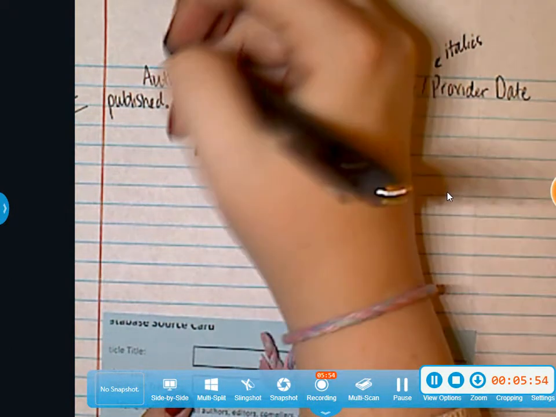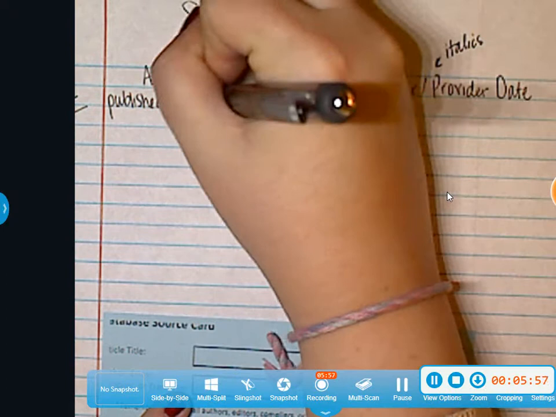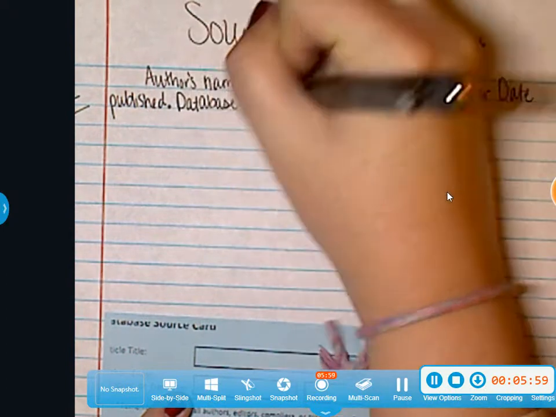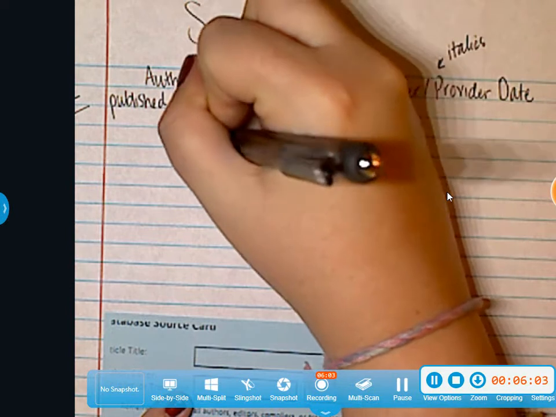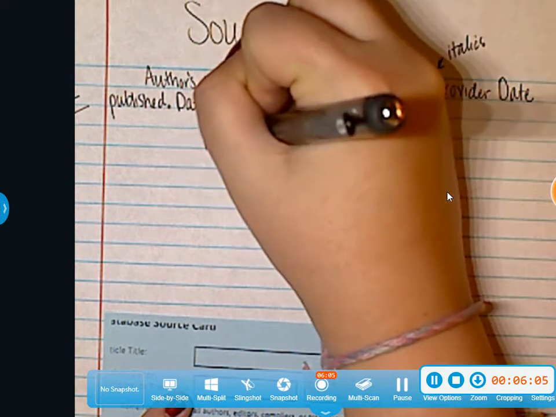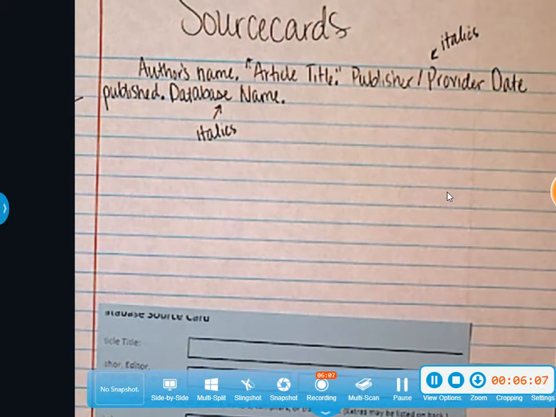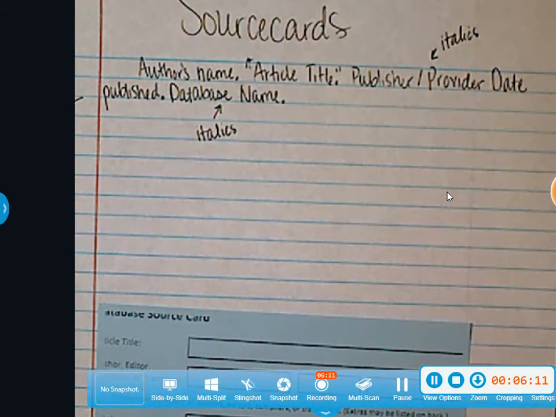And then the next thing will be the database name. And this will also be in italics. So the first thing that's in italics will be the publisher provider. The second thing in italics will be the database name.